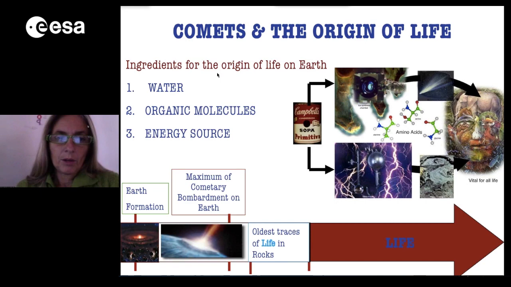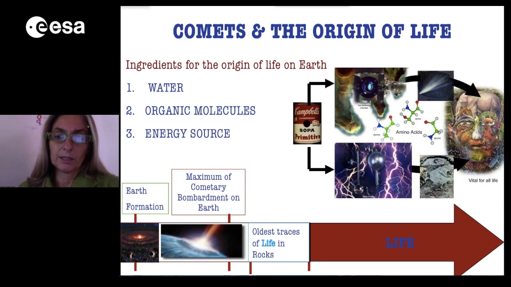Why? Because if we see the arrow of time at the bottom of the slide, we can see that there is some connection in time. From the very beginning, Earth formation can be dated to 4.6 billion years ago. And after this period of planetary formation, there was a big gravitational instability in the solar system. And so a lot of small bodies impacted on bigger planets. In particular, there was a maximum of this cometary bombardment, which is dated at about 3.9 billion years ago. And all the traces of life in rocks are dated between 3.8 and 3.5 billion years ago.